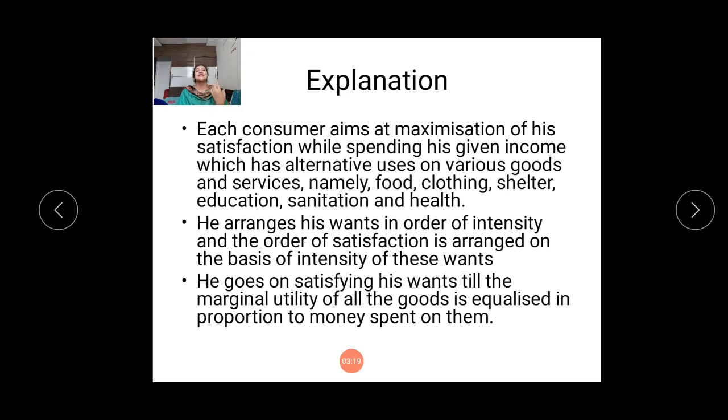Now what is the explanation of the law? Let us read this and understand each point. Each consumer aims at maximization of his satisfaction while spending his given income, which has alternative uses, on various goods and services, namely food, clothing, shelter, education, sanitation, etc. So what is meant by these few lines?